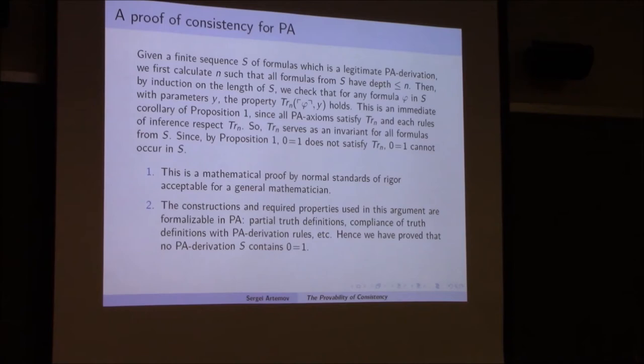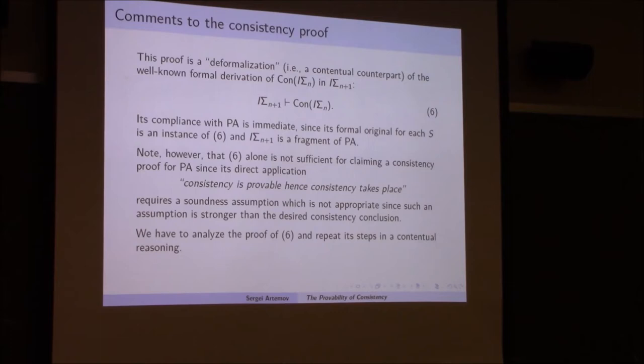So this is a mathematical proof by normal standards of rigor acceptable for a general mathematician. True. And the constructions and required properties used in this argument are formalizable in Peano arithmetic: partial truth definitions, compliance of truth definitions with PA derivations, derivation rules, and so on. And hence we prove that all points 1 and 2 of a real finitary proof, a formalized proof, will be unsatisfied. One more, and this is a partial answer to why people could not find it.